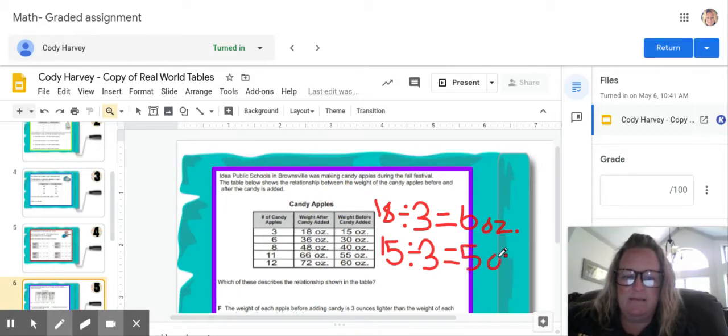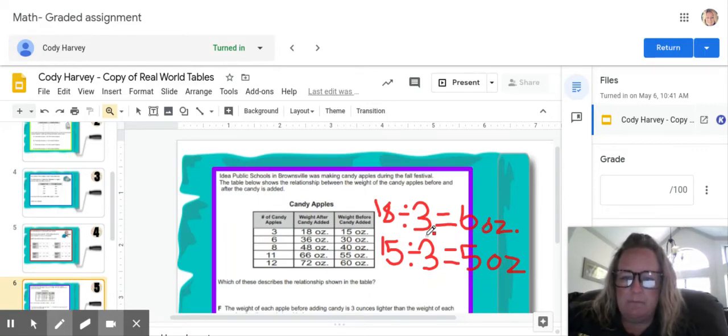ounces. So now I can actually determine the relationship between what the apple weighs before and after. So before the candy is added to the apple, it's 5 ounces. And after the candy is added to the apple, it's 6 ounces. So there's a difference of 1 ounce.